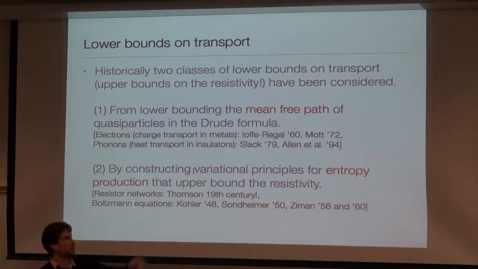This was Thomson's version. So say you've got a resistor network. You've got some very complicated network of resistors, right? Every line has a different resistance. And then you put a voltage across here and you want to know what the resistance of the whole thing is. His statement is that the path that the current takes is the one that minimizes this quantity for a fixed voltage. So that gives you an upper bound.